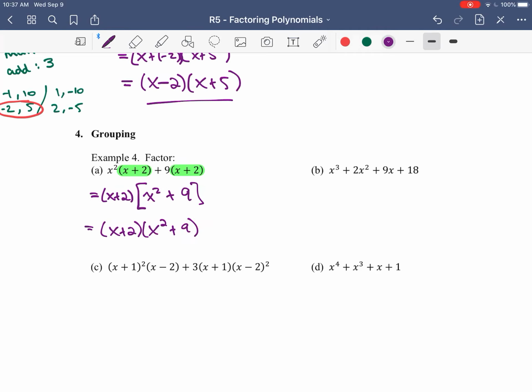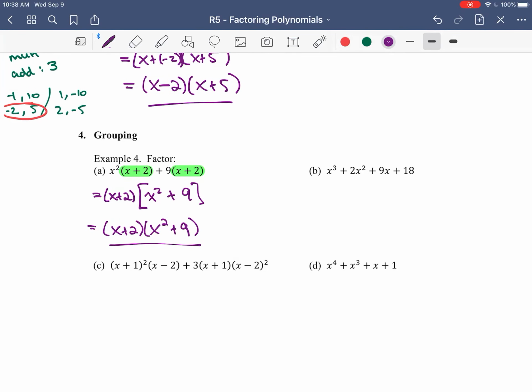Can I factor x squared plus 9 further? This is a sum of squares, remember, and a sum of squares does not have a factored form. So we're done at this point. Okay, let's try another one. C is more like A, so I'm going to leave that one for you. Let's do part B here.